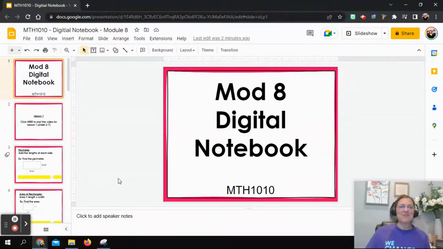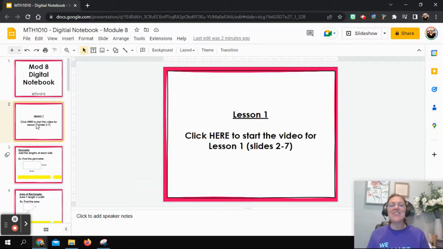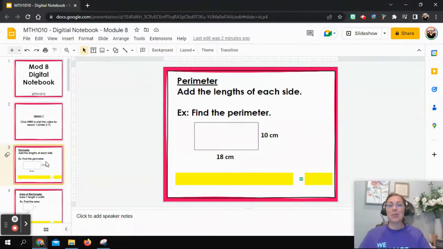So let's jump right in. Here in my digital notebook, like I said, I'm going to break this apart into 3 separate lessons with 3 separate videos. We're going to jump to slide number 3, where we start with perimeter. Perimeter is probably something that you're familiar with.